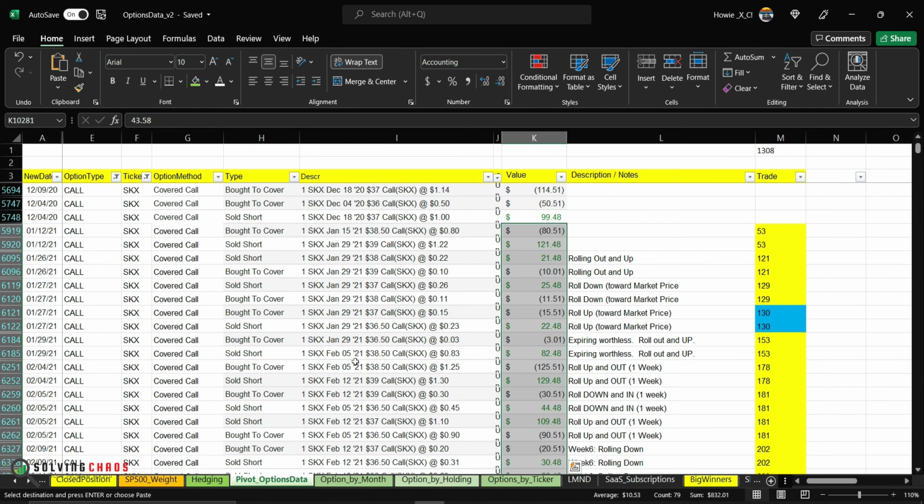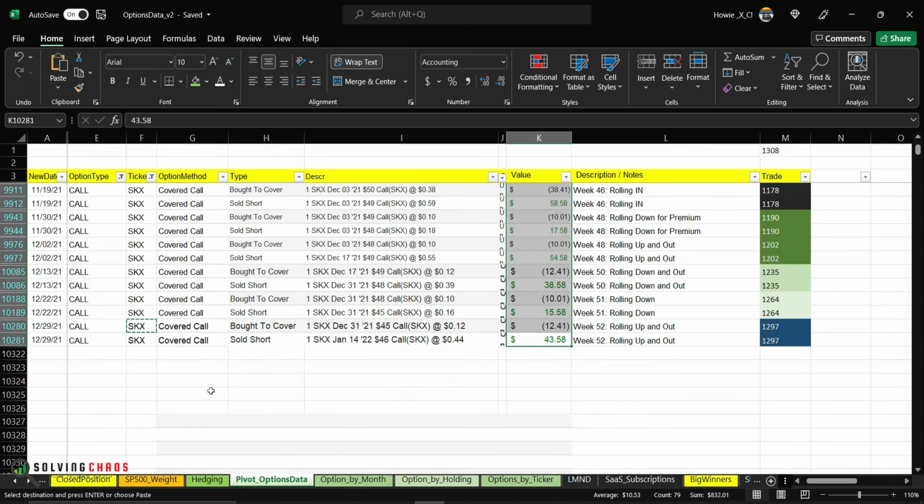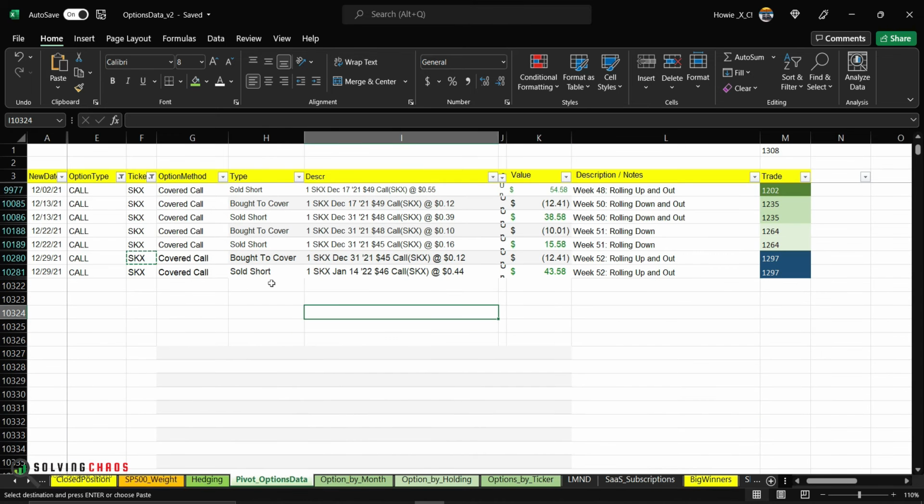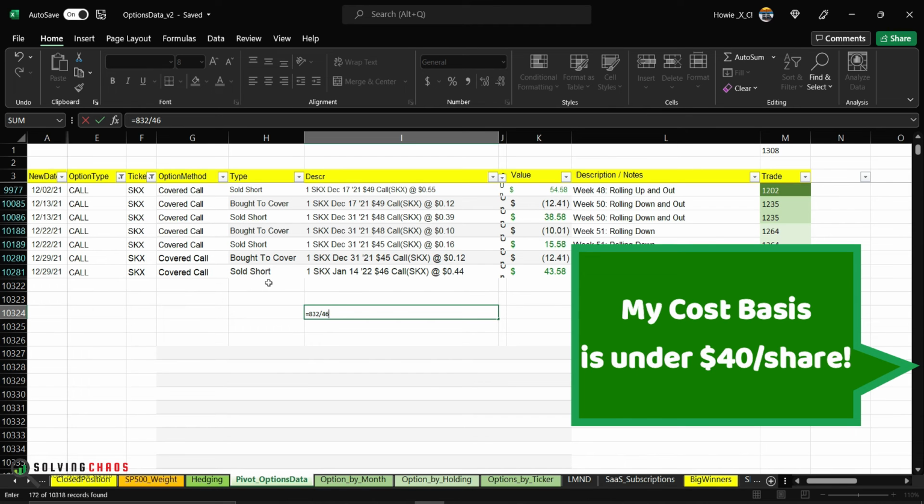So you'll see this at the beginning of the year, which is right here. It's $832 all year. So if you do some quick math, 832, I think the share price is about 46. So we'll just do that real quick. You'll see this. So effectively, your covered calls are making me about 18% yield off of my capital.